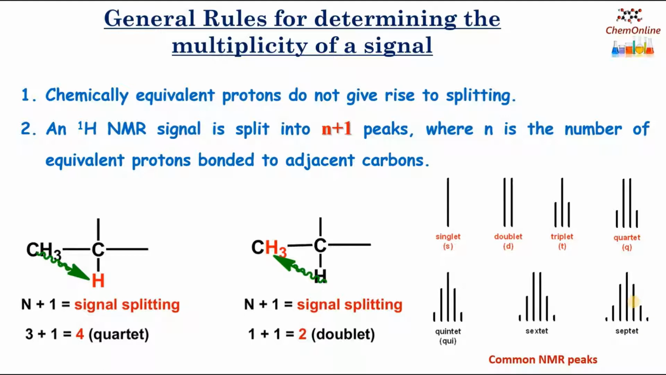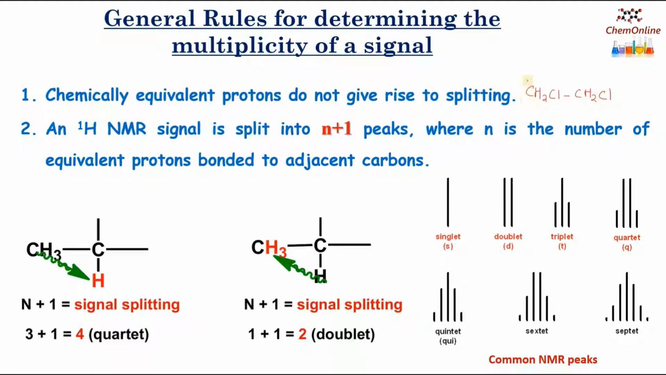The first rule is chemically equivalent protons do not give rise to splitting. Chemically equivalent means protons in identical chemical environment or protons with the same chemical shift value. They do not give rise to splitting. That means there will not be any splitting from the coupling between the protons attached to the same carbon if they are equivalent. Similarly, consider CH2Cl, CH2Cl.